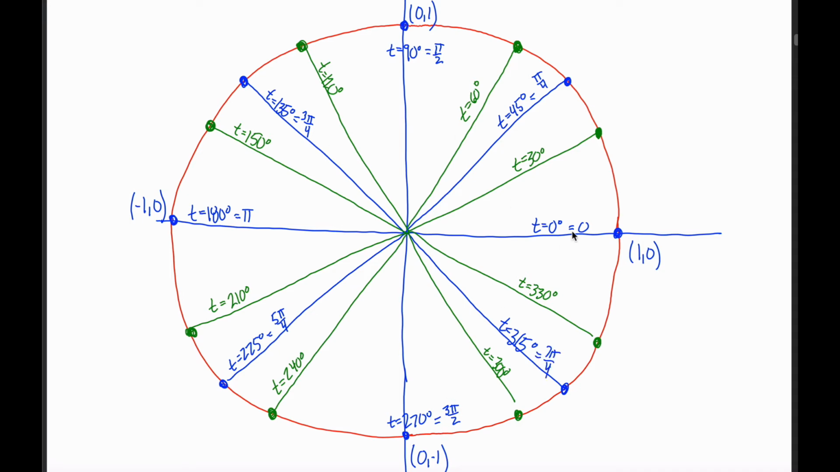If that addition logic makes sense to you, great. But if it doesn't make sense to you, we can do something similar to what we could have done with degrees, and just notice that these blue lines are all separated by pi over 4 from each other.